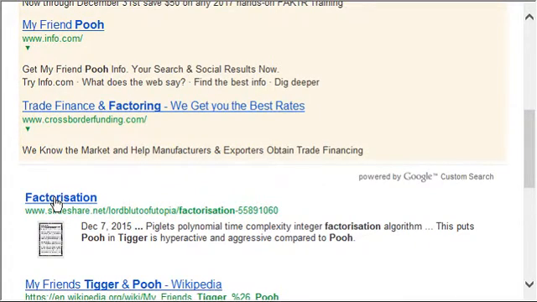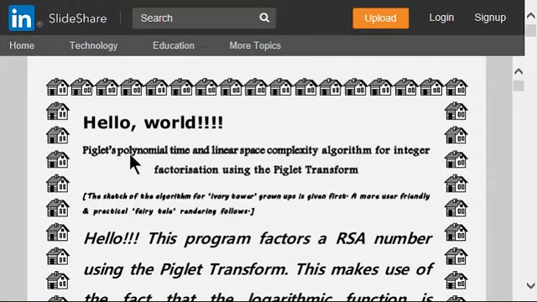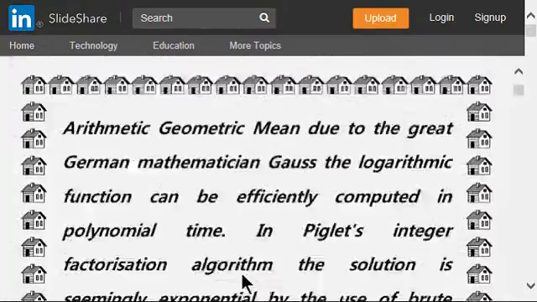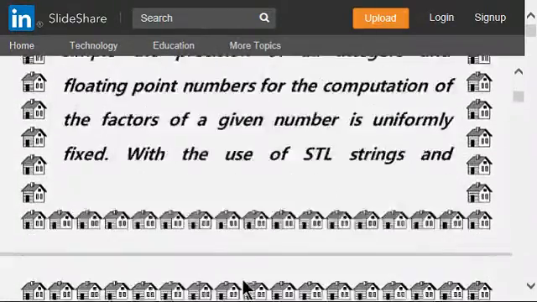It's given as a Word document on the internet. Let's see what factorization has to say. It's Piglet's polynomial time algorithm, or Piglet's algorithm for factorization using the Piglet transform. There are big numbers called RSA numbers, and these can be factored using the Piglet transform. So let us try to study it through pictures.